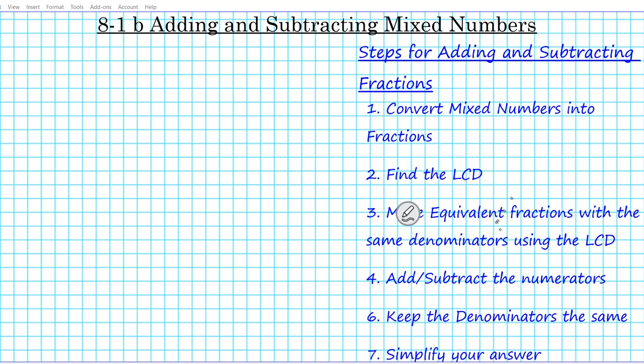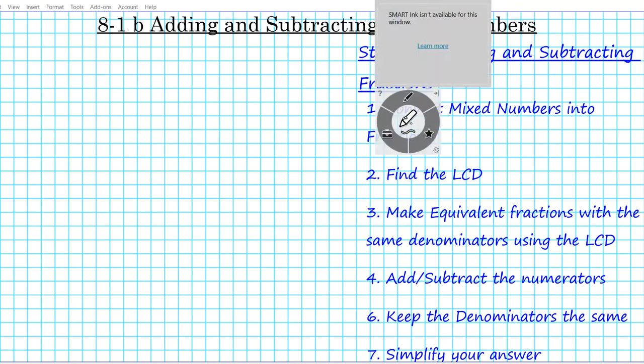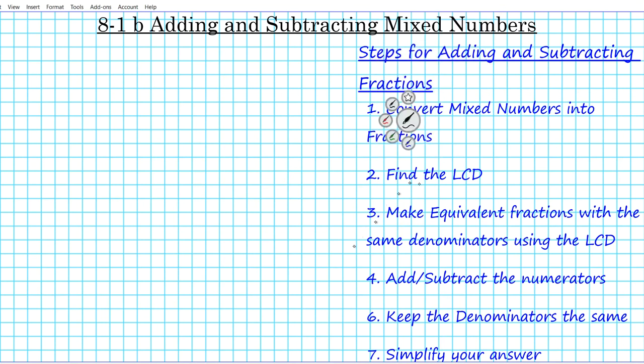Alright, we have the steps that we're going to be using to add mixed numbers outlined on the right here. It's very similar to the steps that we used in the previous presentation, 8.1a, where we're just adding fractions. The only difference here is that we're going to be adding an additional step, which is converting the mixed numbers into fractions. After that, you find the LCD, make equivalent fractions with the same denominators using the LCD, add and subtract numerators, keep the denominators the same, and simplify your answer where applicable.